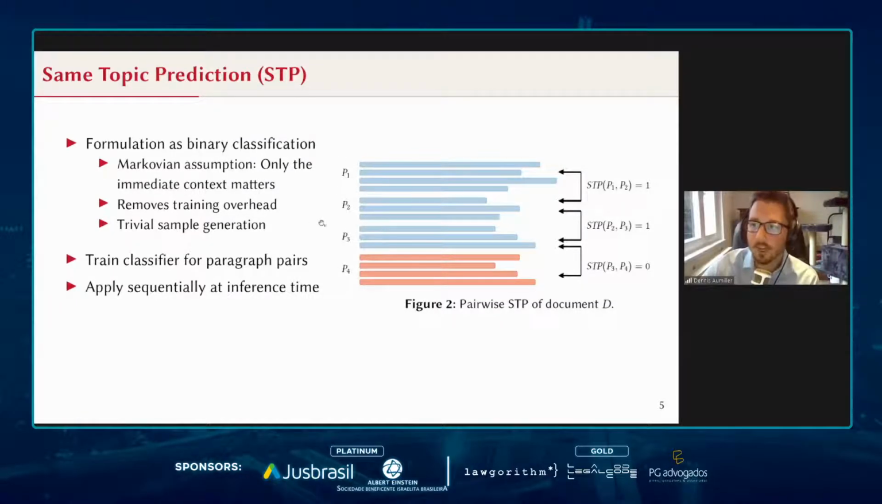And the other point is, if we look at how those samples are basically laid out, just having the neighboring samples, it becomes relatively trivial to sample many more pairs of paragraphs from the same document. Again, just to highlight, we can still apply this to the entire document sequentially when we're doing inference later on.